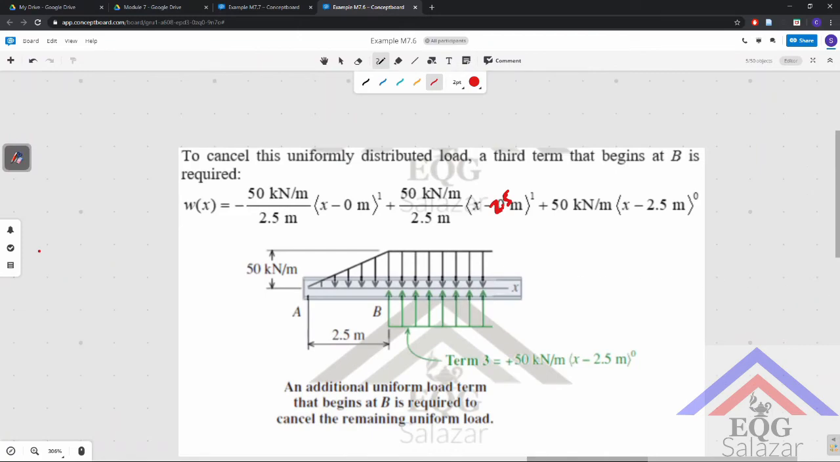In the next video, we'll be tackling yet another beam concerning discontinuity functions.